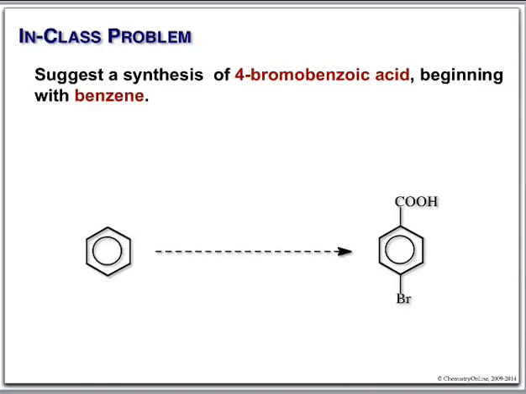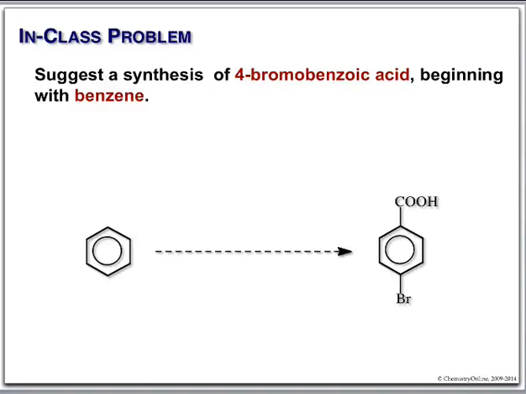Now remember, when you do a synthesis, you have to work backwards. You have to think backwards. You start with your product and say, what is it? How many ways do I know to make it? Then you pick a reaction and you do it. So what is this? It's a benzoic acid, right?